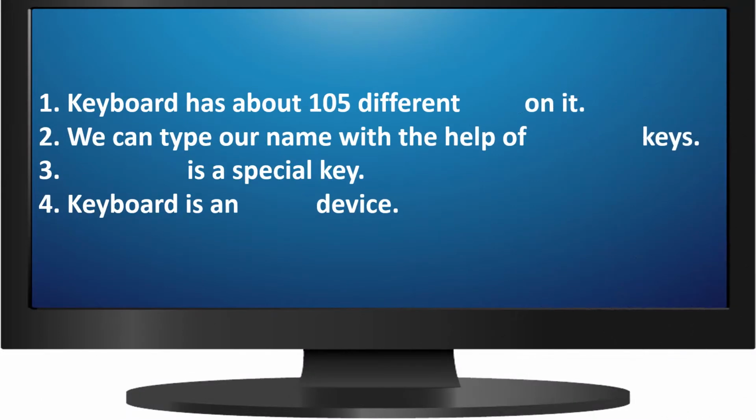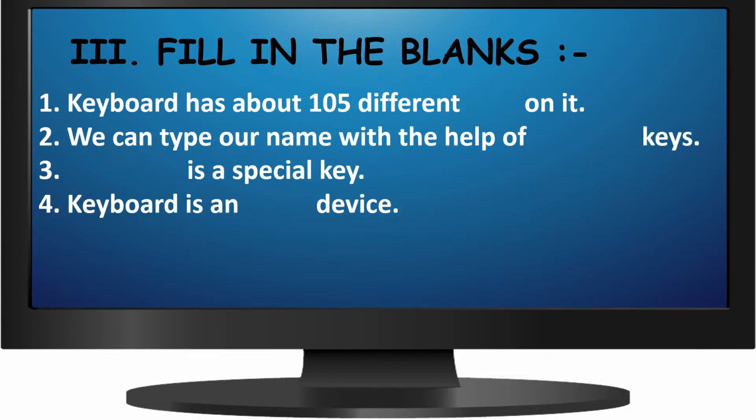Third is, fill in the blanks. You have to fill up the blanks. Number 1. Keyboard has about 105 different dash on it. What does the keyboard have about 105 different forms? What does a keyboard have? They are 105 in number. They are keys. Keyboard has about 105 different keys on it.